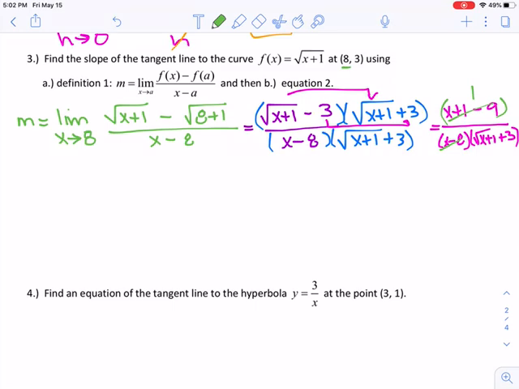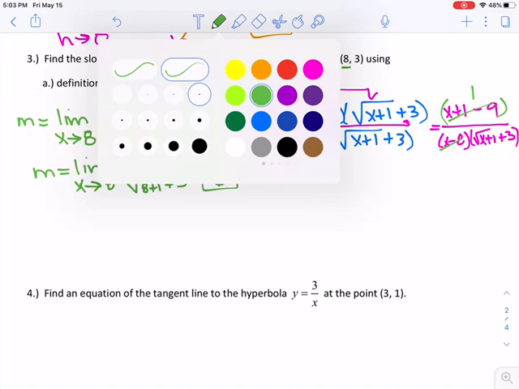If I plug that 8 in, I've got the limit as x approaches 8 of 1 over the square root of 8 plus 1, plus 3. That's going to give me 1 over 3 plus 3, which is 6. So that gives me a limit of 1/6. That means that the slope of the tangent, or the slope of the curve, at the point (8, 3) is 1/6. Now let's try doing the same thing with our other formula, our equation 2.